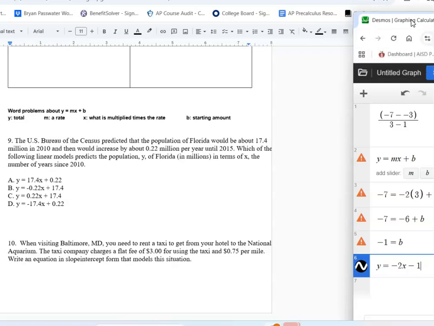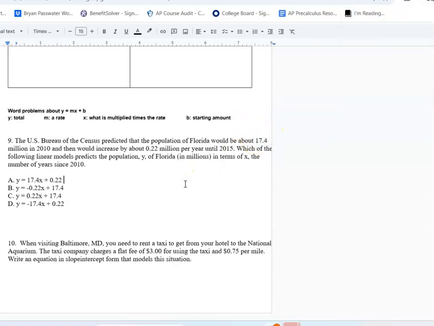It's mostly that you have to be able to identify what is y, what is m, what is x, and what is b. Y is a total of stuff. X is what's happening, usually in years. M is a rate, and in this specific problem, you have to actually calculate the rate. And the y-intercept is how much you start off with, the number when you start at 2010. So the y-intercept is 17.4.